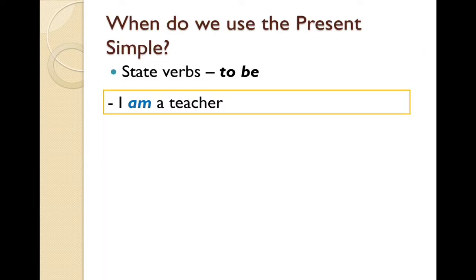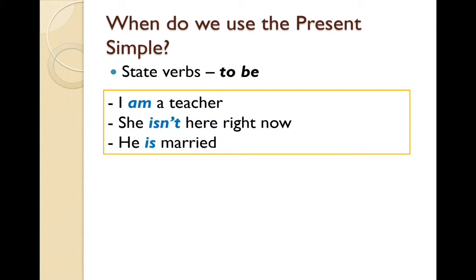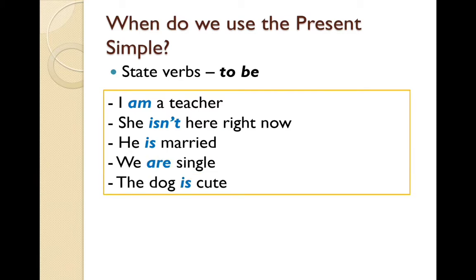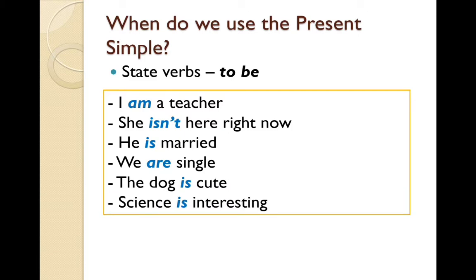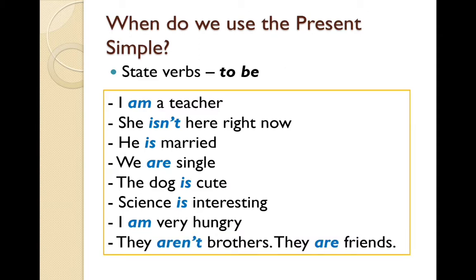So let's see some examples. I am a teacher. She isn't here right now. He is married. We are single. The dog is cute. Science is interesting. I'm very hungry. They aren't brothers, they are friends.